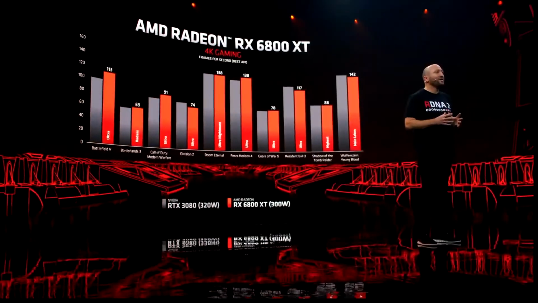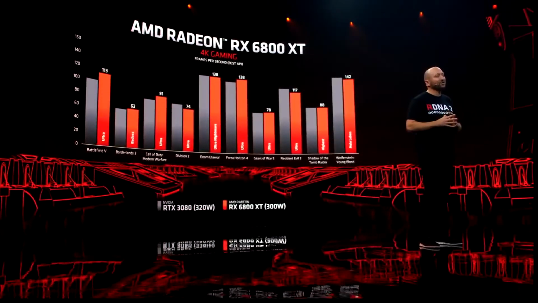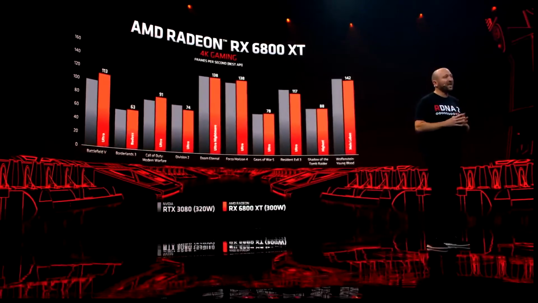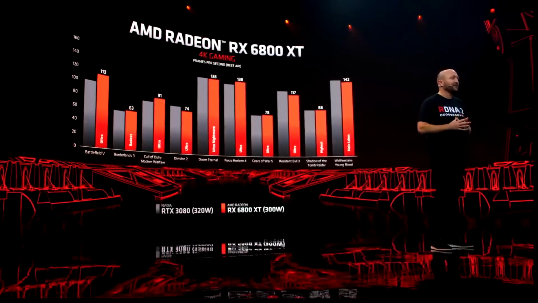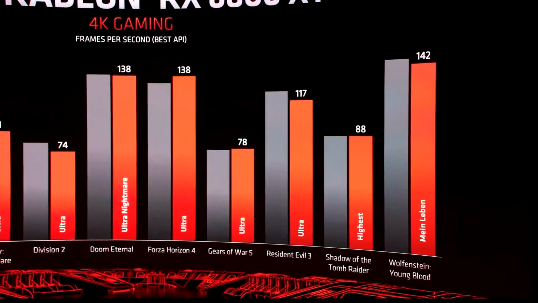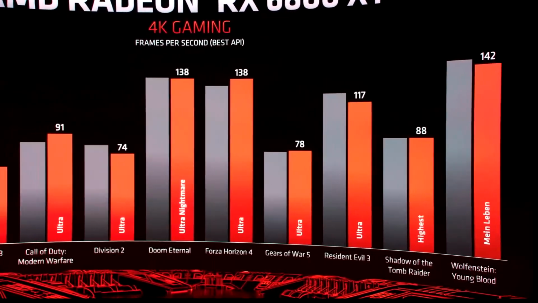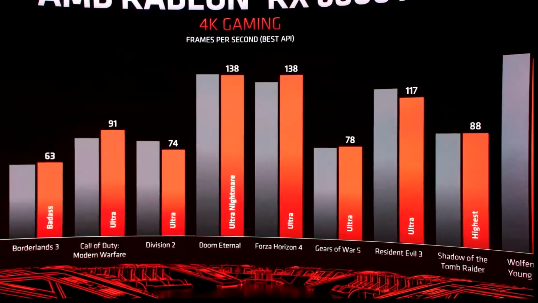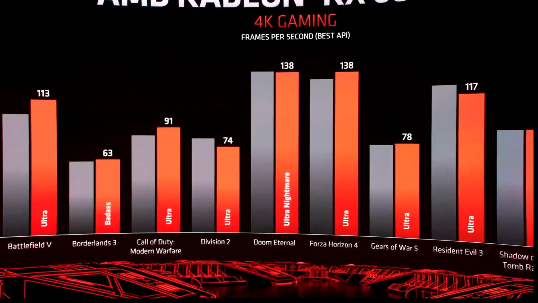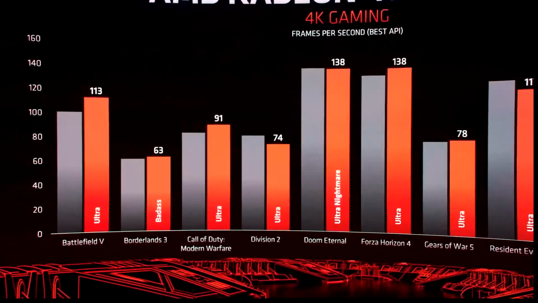Let's take a look at how the 6800 XT competes head-to-head against the latest offering from the competition. Here, we compare their best API scores to our best API scores, the best versus the best. And as you can see, the 6800 XT trades blows and has some significant wins across a variety of titles. And it does all of this at less power consumption than the competition.